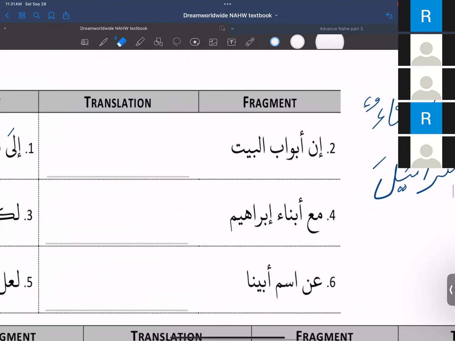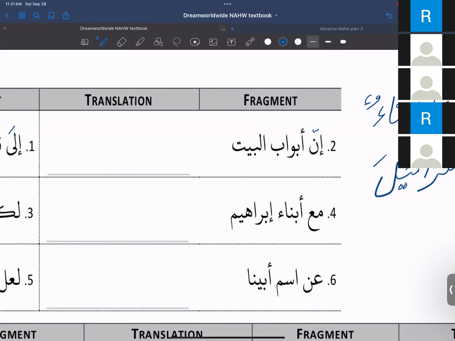Okay, so inna. What do we need after inna? Yeah, so that's why abwaba, right? Abwabal baiti. If it was abwaban, then it should have alif, right? So it doesn't have alif. That means it will catch lam. Yeah. So inna abwabal baiti. Okay. What's going on? Baiti. Yeah.